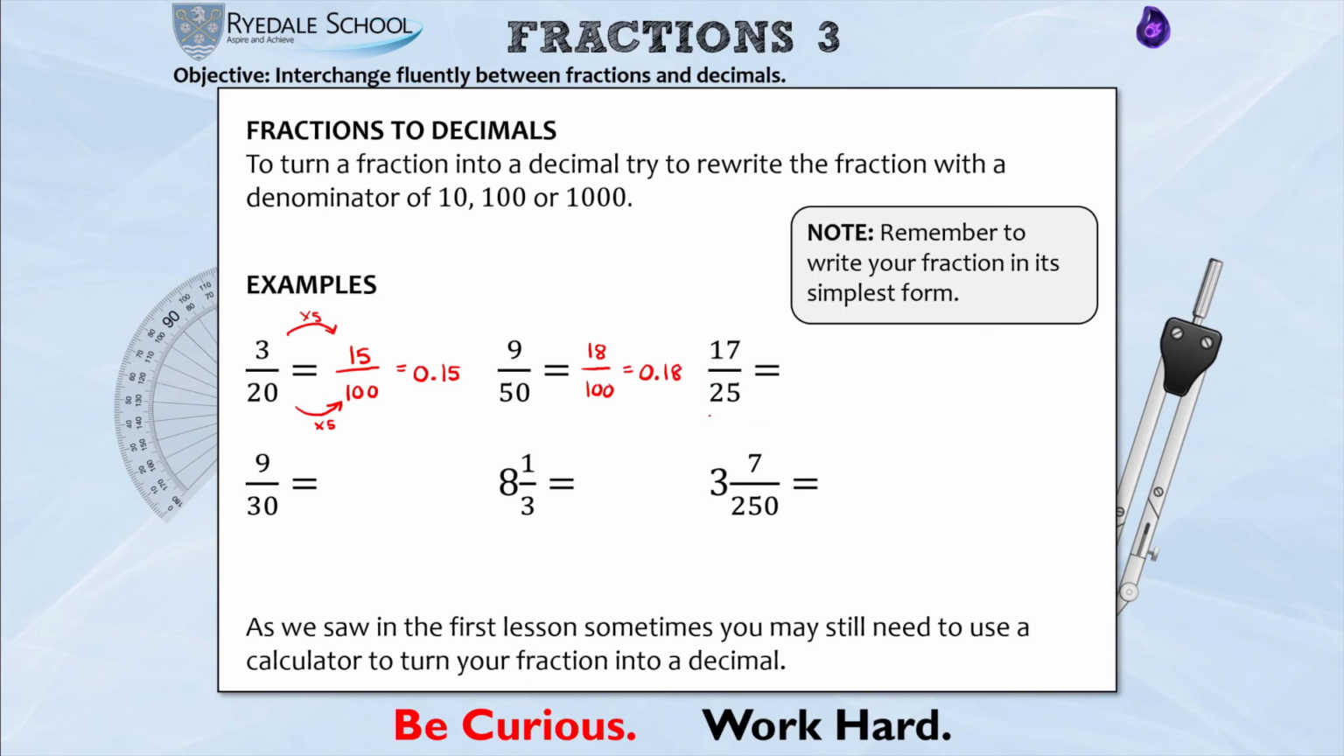Can I make this one 100? Yes, by timesing by 4. What is 17 times 4? Well, that is 68. So we have 0.68.